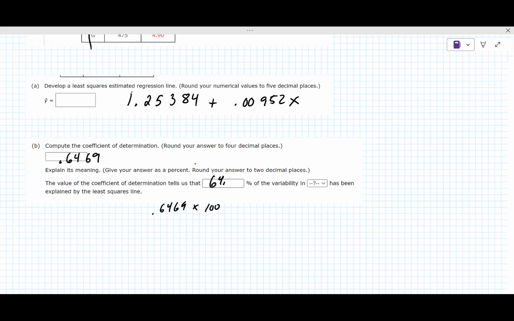So that's 64.69% of the variability in, and then the drop down here probably is Y, the Y value, which maybe is price in your problem. It's always the Y value, the variability in the Y value, whatever the Y value is, that's what it is. That's another question they tend to ask on these things. Okay. Let me check that. Okay, yeah, those are all right.